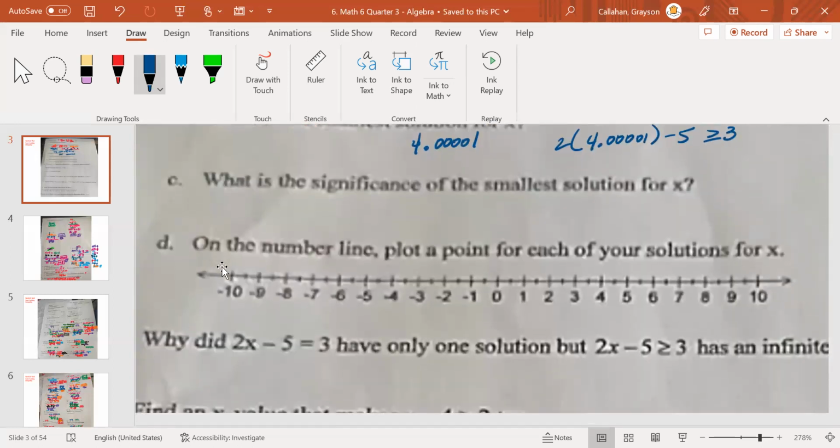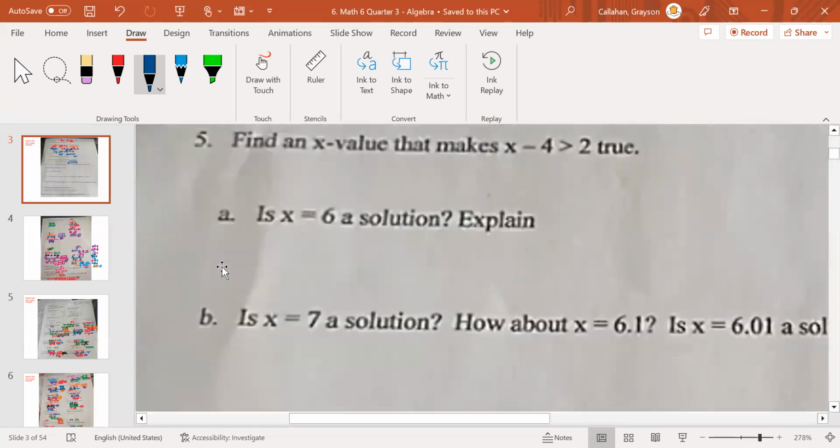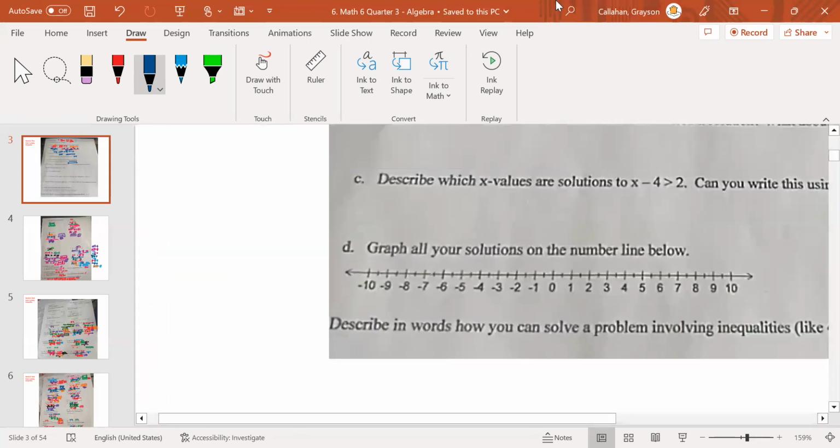What is the significance of the smallest solution for x? I don't know, make up something. I don't care. Okay, on the number line, plot a number for each solution for x. Well, x was 5, 6, 7, 8, 9, 10, right? Eventually, remember, when you solve for this, it's going to be x is greater than 4. So it's an open circle at 4, shaded to the right side. Do you see that? Okay. I'm going to stop right here. I'm going to have you work on the rest on your own, okay? Okay, you can go do that.